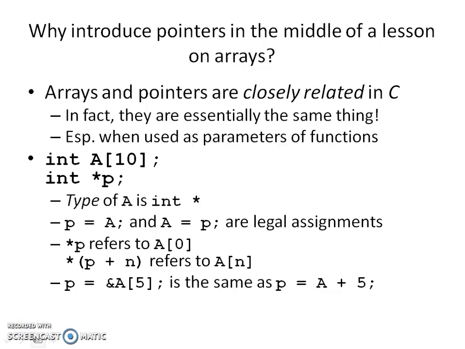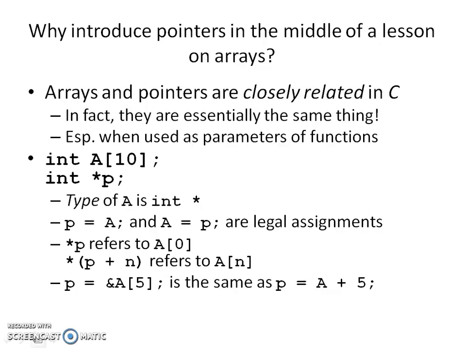I already told you we are using this as an intermediate concept between arrays and passing arrays as arguments to functions. So let us see what the necessity for this is. Arrays and pointers are closely related in C, because if you are passing an array as an argument to the function, you need to give the first location of that array, that is the pointer of the array.